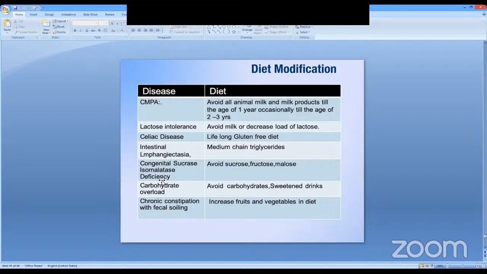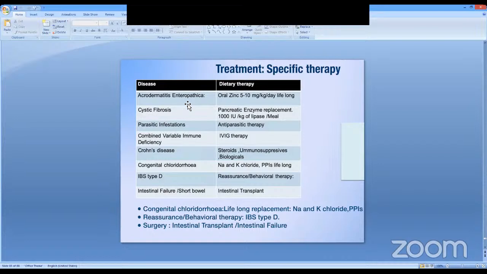Congenital sucrase isomaltase deficiency, avoid sucrose, fructose, and maltose. Carbohydrate overload, avoid carbohydrate and sweetened drinks. Chronic constipation with fecal overflow, increase fruits and vegetables in diet. Acrodermatitis enteropathica, oral zinc, lifelong. Cystic fibrosis, for diarrhea due to pancreatic enzyme deficiency, 1000 units per kg of lipase per meal. Parasitic infestations, antiparasitic. Combined variable immune deficiency, IVIG therapy.